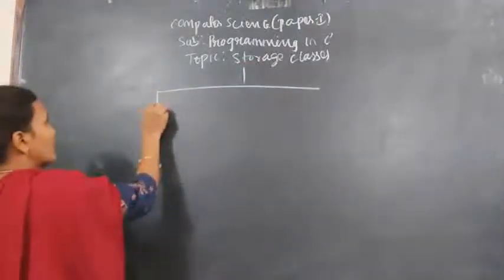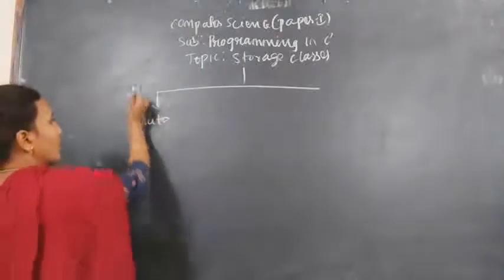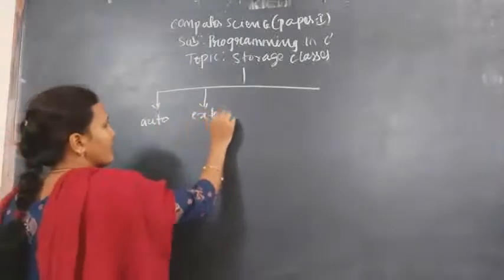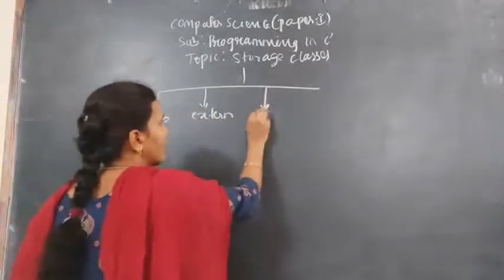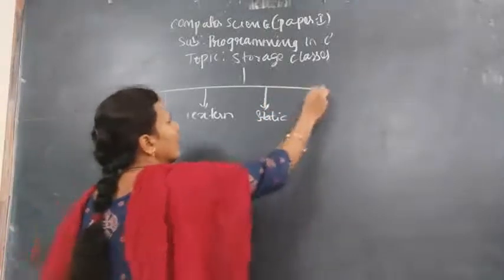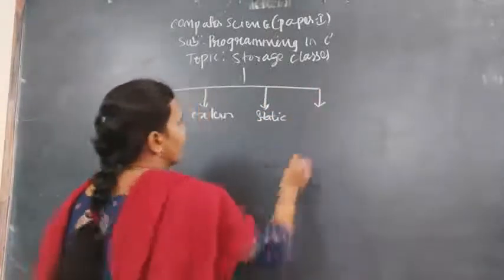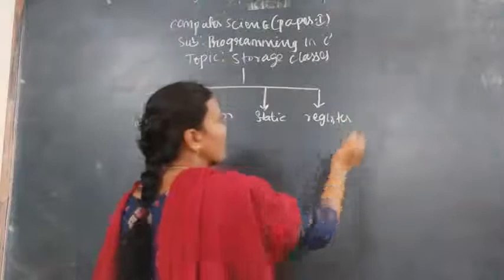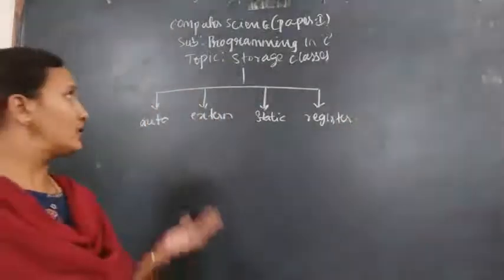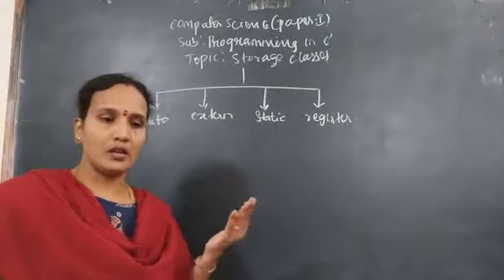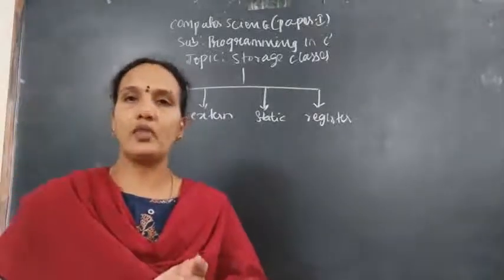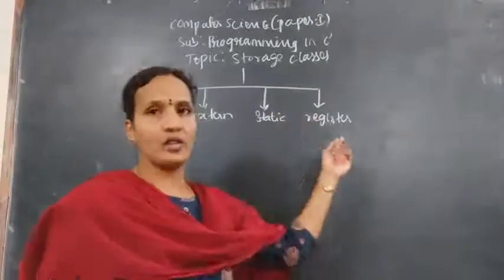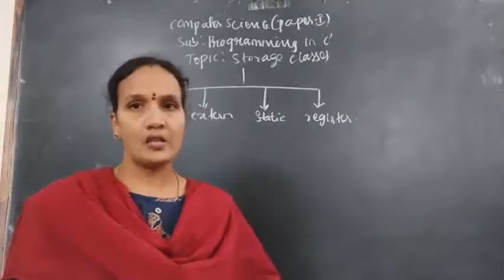First one is auto. It is a keyword, so you should write it in lowercase. Second one is extern, the third one is static, and the fourth one is register. Clear? So here we have four types of storage classes: auto, extern, static, and register. Four storage classes we have in C programming.